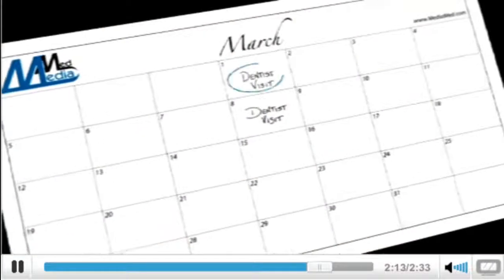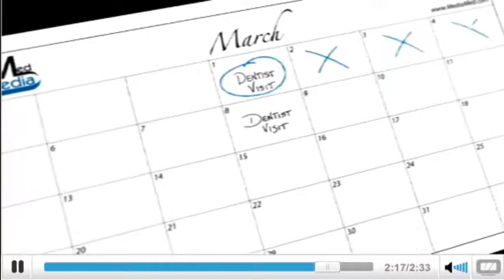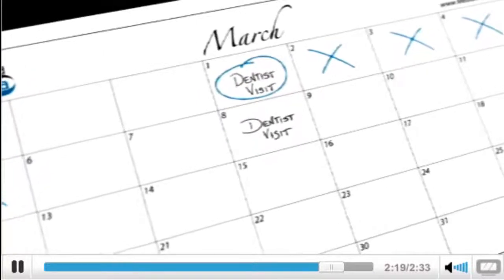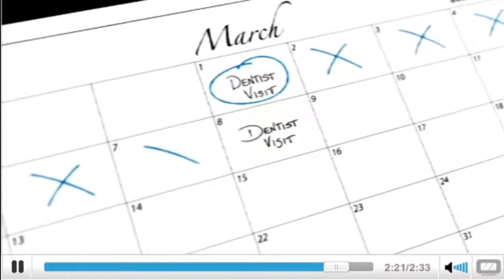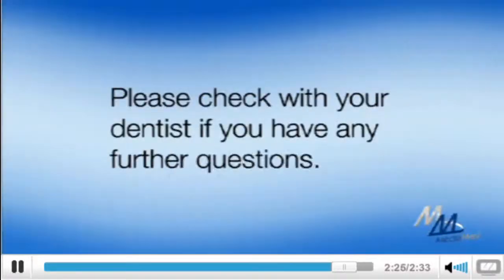Visit your dentist for a checkup in 1 week after the surgery so your dentist can remove any suture and examine the wound to make sure it is healing properly, unless you have complications, in which case you need to visit your dentist sooner. If you have any additional questions, please consult your dentist.